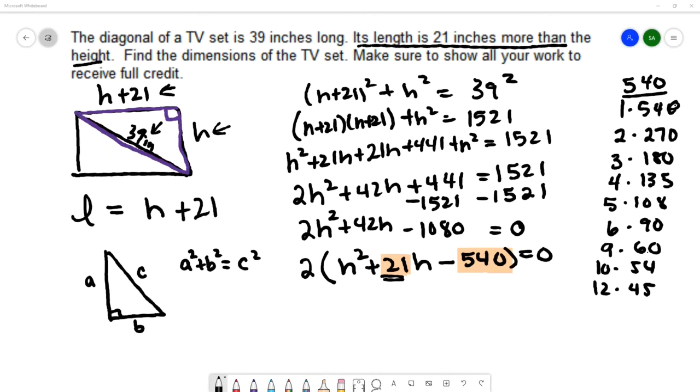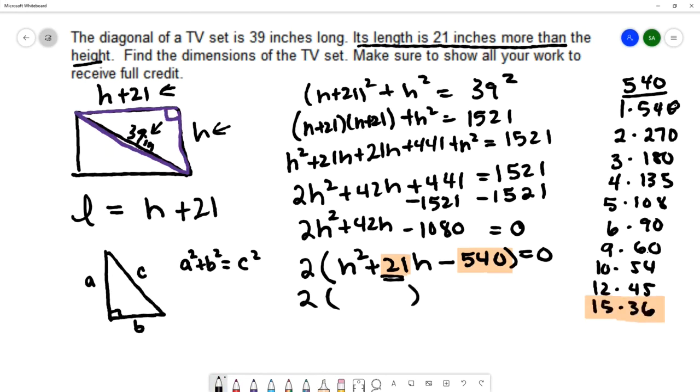I don't think 13 works, but let me double check. Okay, 13 does not work. 14 won't work. 15 might. Let's try 15. So 540 divided by 15 is 36. 15 times 36. And 36 minus 15 does give me 21. So there's the pair I was looking for.